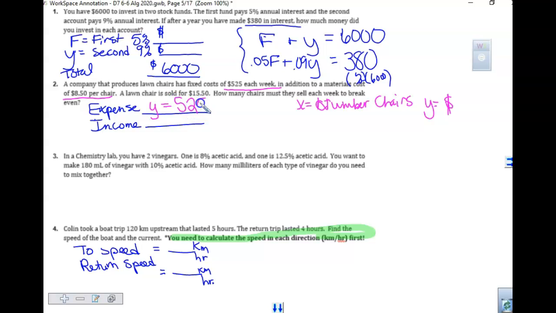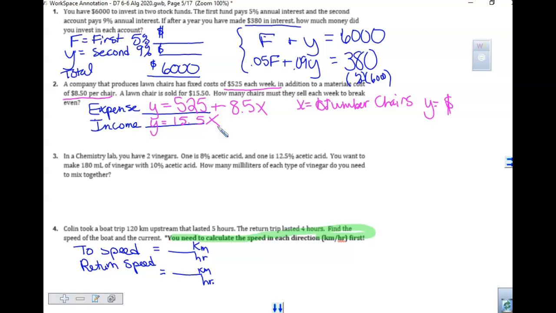$525. No variable with that, right? Because I'm trying to figure out how much chairs. Plus, Kyrell, what do I know how much it costs me to make each chair? $8.50. 8.5X. Okay. So are you ready to give me my income? How much am I making per chair? Y equals 15.5 times each chair, right? So times X. You gotta have an X with it. Okay.